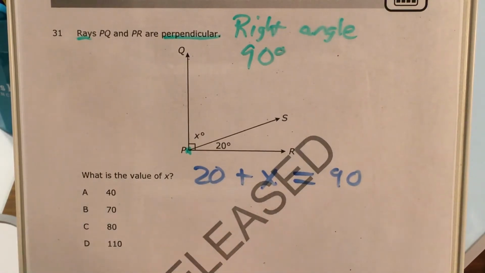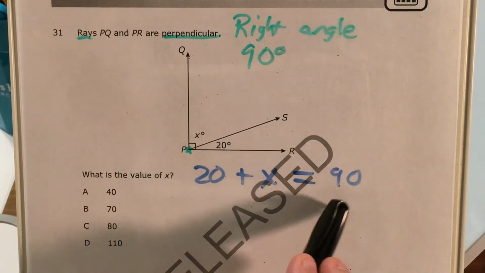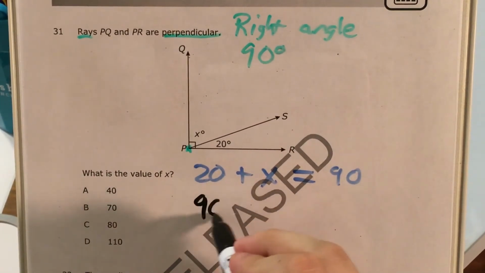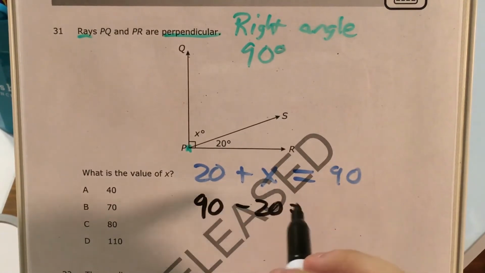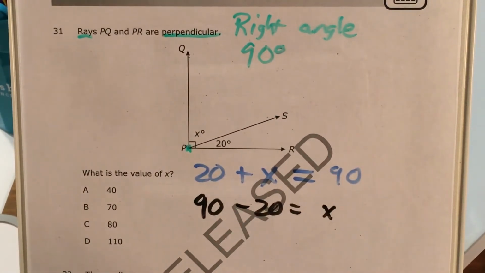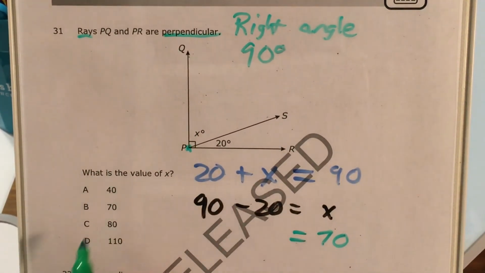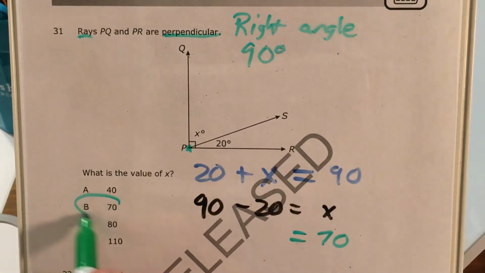So what I'm going to do now is use my fact family tricks, and I'm going to say that if 20 plus whatever this is equals 90, then I know that 90 minus 20 equals that whatever it is. And since I have a calculator, I can go ahead and use that to figure out that 90 minus 20 equals 70. So this angle is going to be 70 degrees, and thankfully that does match up with our answer choice of B. So our answer is B, 70 degrees.